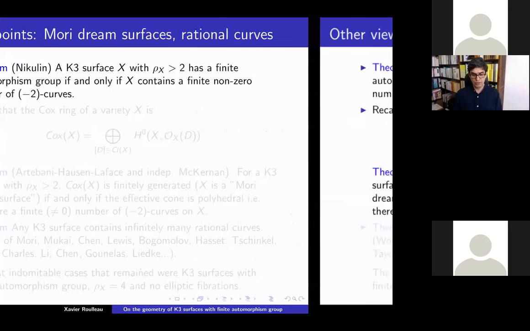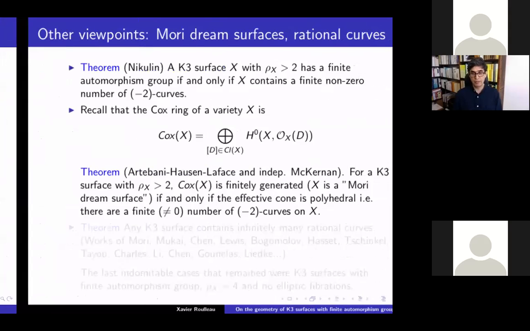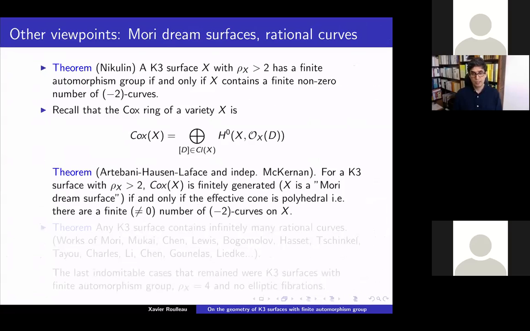Another viewpoint is the one of a Cox ring. So the Cox ring of the variety is the direct sum over all the classes of the space of sections of the divisors. So it is a ring.